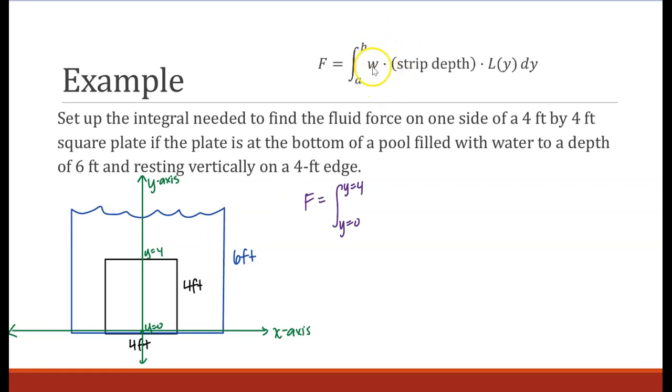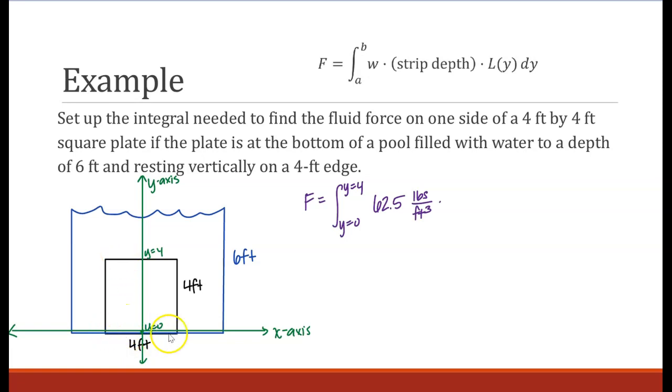We need the weight density of the liquid. So the liquid is water. I'm in a swimming pool filled with water, and we are in the imperial system because we see feet involved. So we're going to use that 62.5 pounds per foot cubed. So that's the weight density. And then we need times the strip depth. So the strip depth is going to be a function of y.